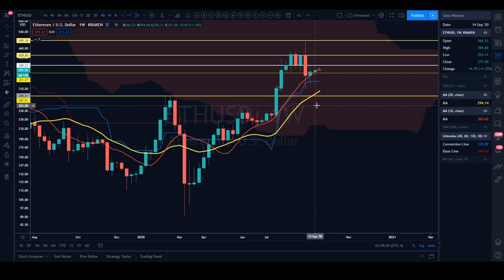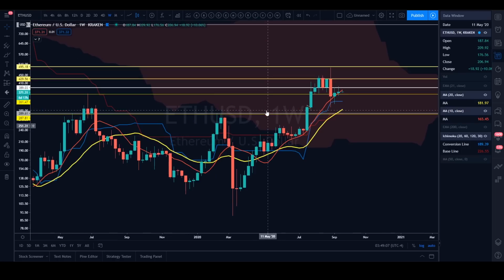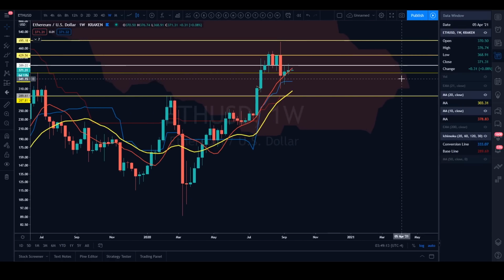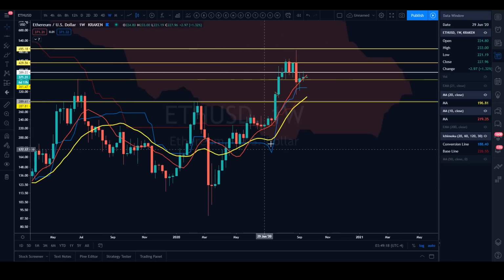Now, here's another thing for Ethereum. The weekly is looking good, right? We're maintaining the 10 SMA. We have that bullish TK cross being maintained. The cloud is still red, however, but you can notice it tapering off here, okay? But that bullish trend is intact. It is very much intact.